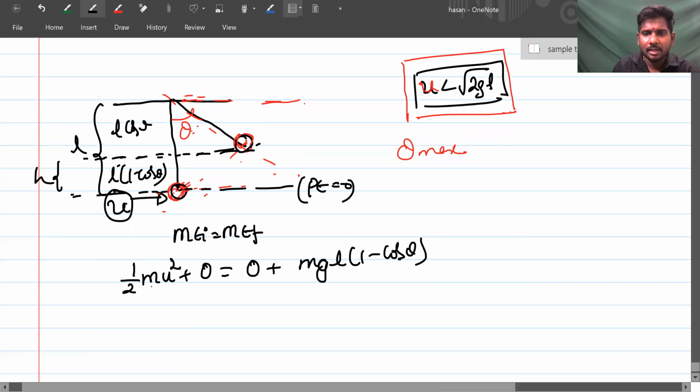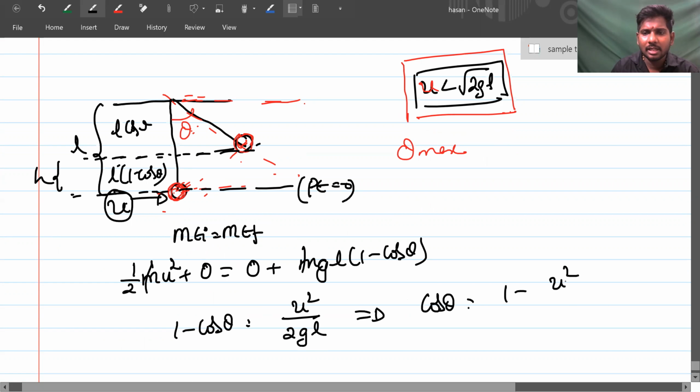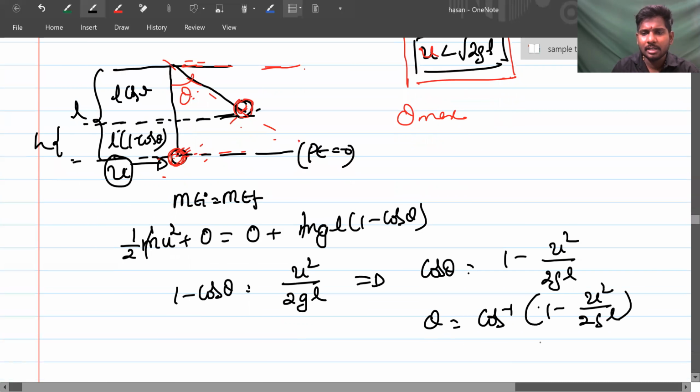The m gets cancelled. Here, force is not required in this question actually. 1 minus cos theta is equal to u squared by 2gL, right? So cos theta is equal to 1 minus u squared by 2gL. So theta is equal to cos inverse of that.